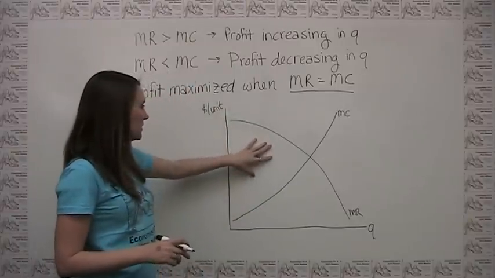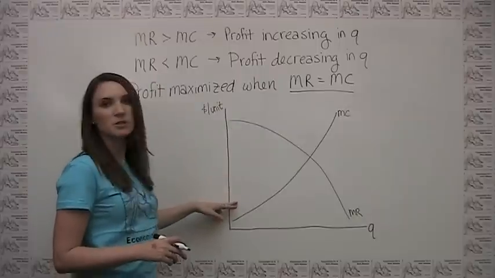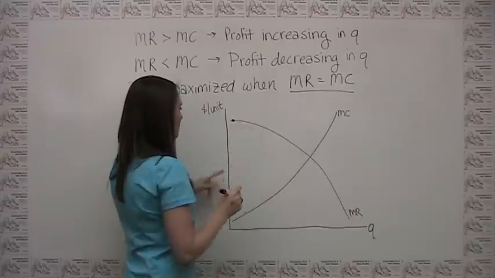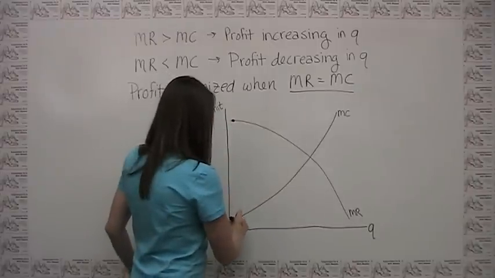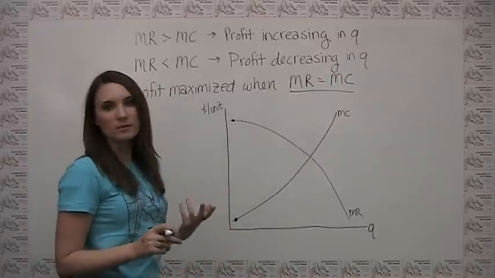So what we would see here is if we were to think about, well, do we want to produce this first unit here? Well, my marginal revenue, or the extra dollars from selling this unit, are all the way up here. The marginal cost is all the way down here. So yeah, selling that first unit seems like a pretty good idea.